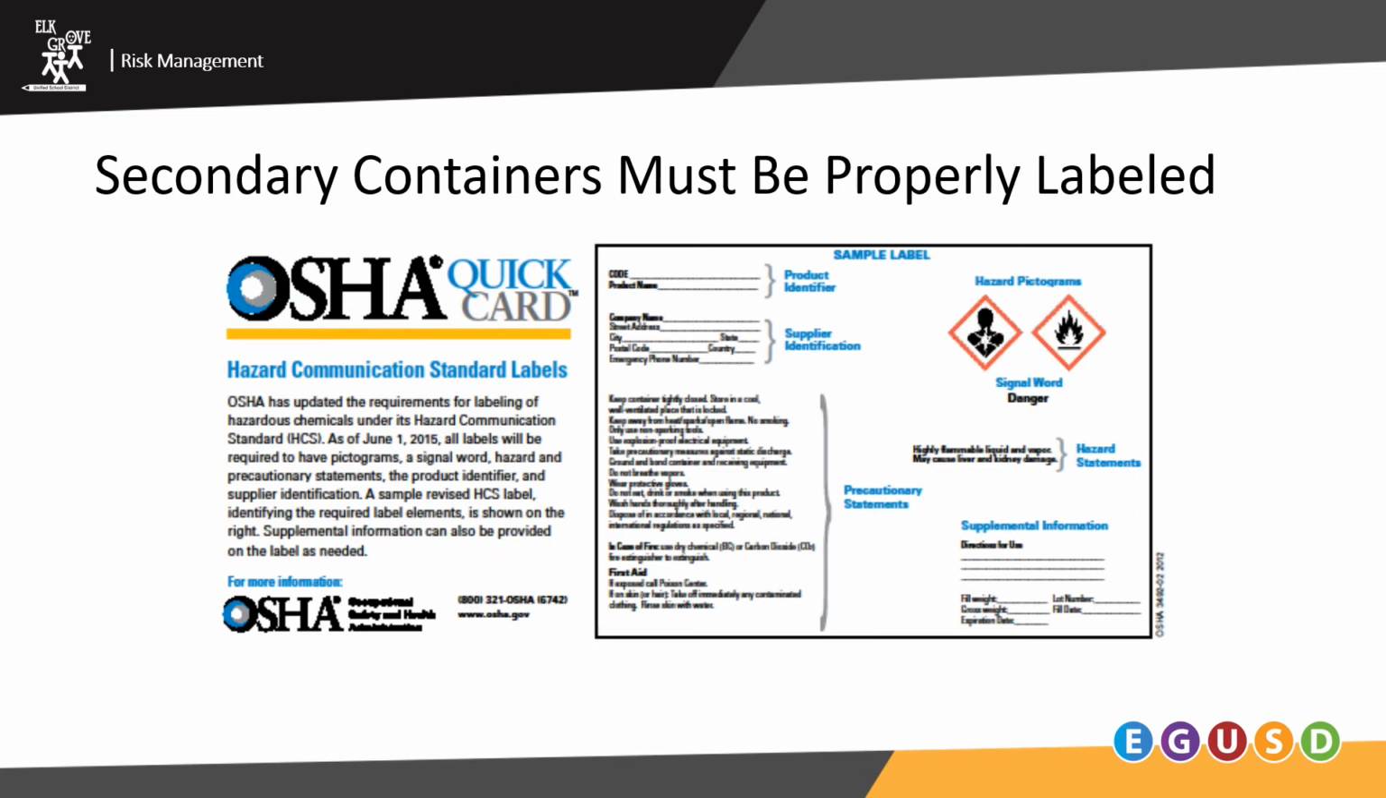Secondary containers must also be properly labeled. Here's an example of all the required information for a secondary container. On the left-hand side, we see the product identifier, the supplier identification, and any precautionary statements about the substance. On the right-hand side are the pictograms, as well as the single word, in this case danger. Below that, the hazard statements. Below that would be any supplemental information, including directions of use and an expiration date if required for the substance.